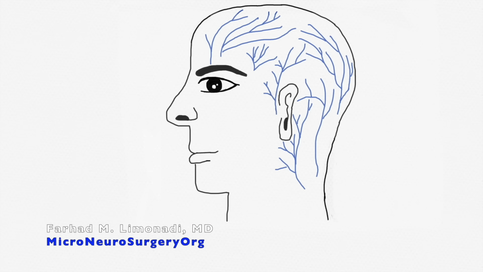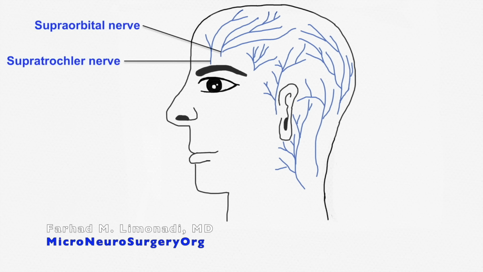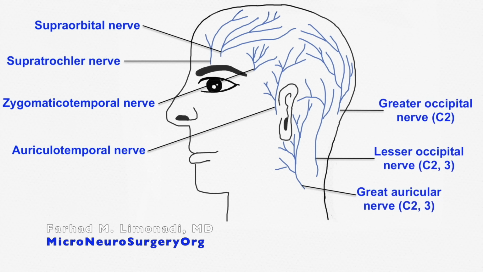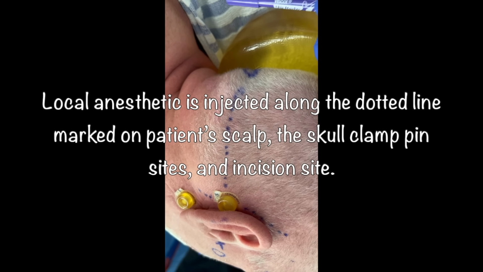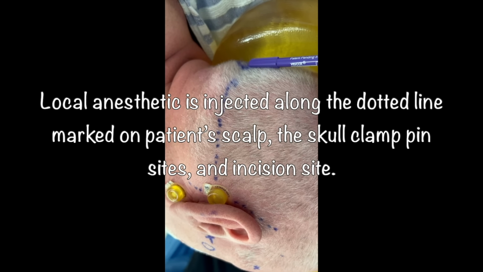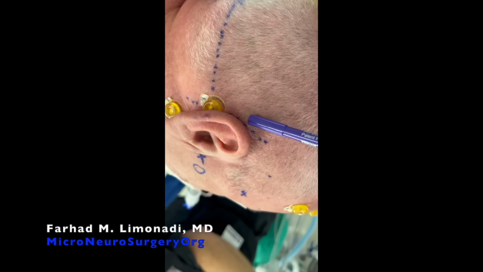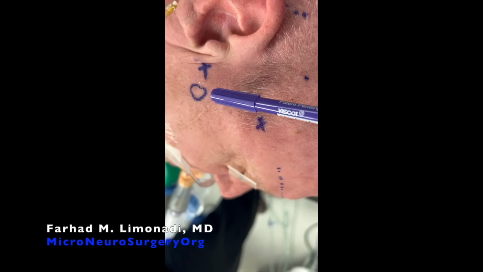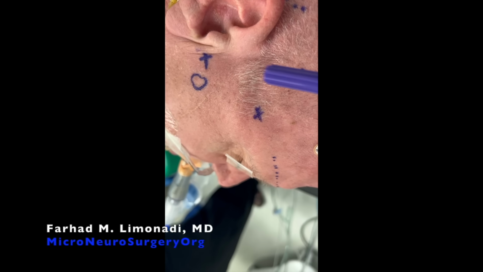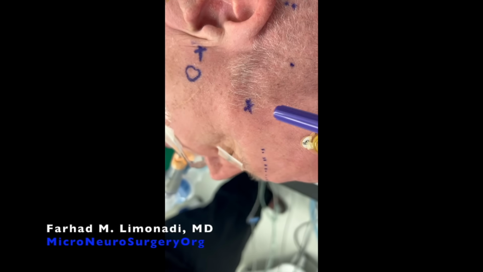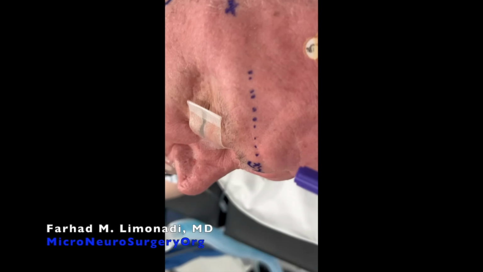These nerves are consisted of supraorbital, supratrochlear, zygomaticotemporal, auriculotemporal, greater and lesser occipital, and finally great auricular nerve. Local anesthetic is injected along the dotted line marked on patient's scalp, the skull clamp pin sites, as well as incision sites. Let's have a quick review of anatomy of the blocked scalp nerves, which is quite important. But if this doesn't interest you, please skip ahead.